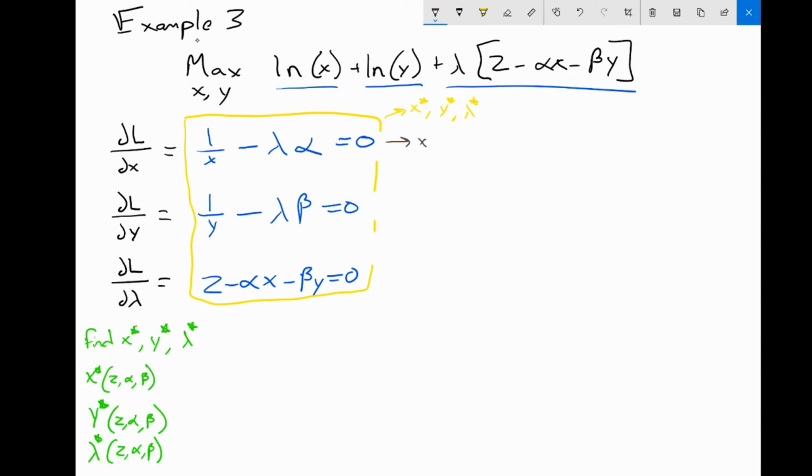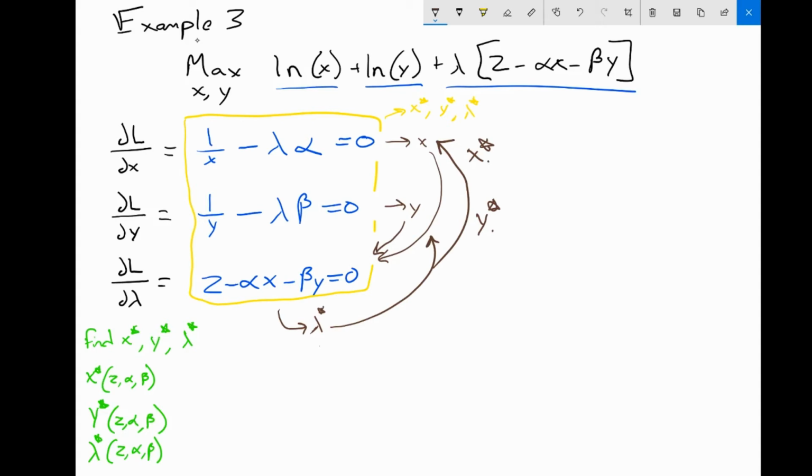I'm going to solve this for x. There we go. Solve this for y. Then I'm going to take these two and plug them in here. Once these two are plugged in, I'm going to solve that for lambda. Once I have lambda star, I'll plug it back in to x and y, and that will give me x star and y star. It looks like I'm a football coach and I've just drawn out a very complicated play. But that's it. This is my constraint optimization playbook, and we're going to run this play in order to find x star, y star, and lambda star.